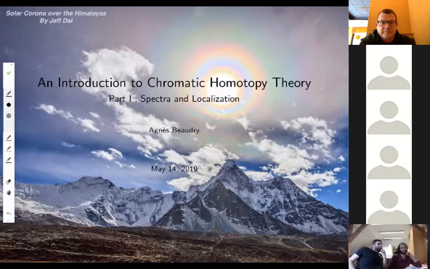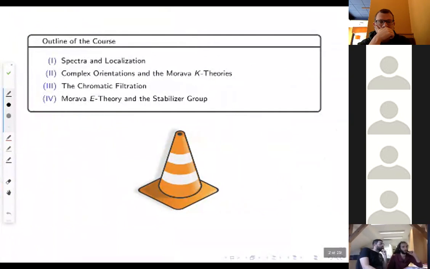All right. So this is the first part of a 4-hour mini course, which is meant as an introduction to chromatic homotopy theory. And by an introduction, I really mean an introduction. The outline for the course, well, there's a construction cone here because I'm still making the other lectures, so things might move around. But roughly, in the first lecture, today, I'm going to talk about spectra and localization. There's going to be little about chromatic homotopy theory today, but I just hope to get everybody on the same page.